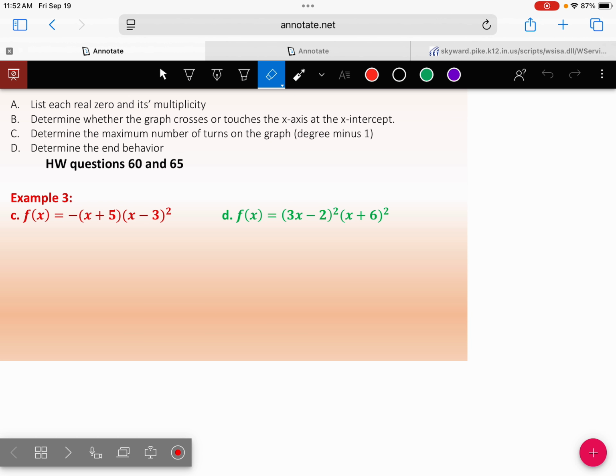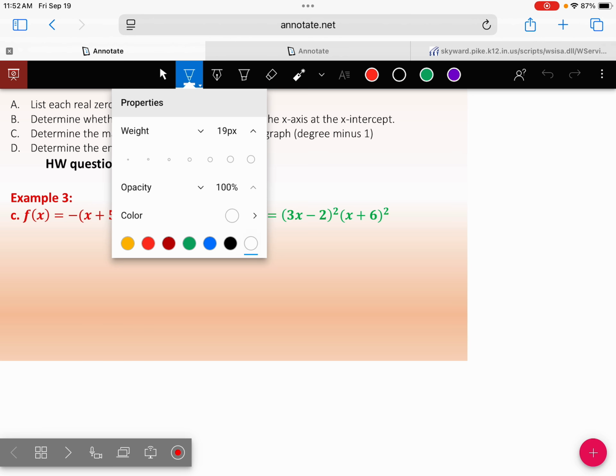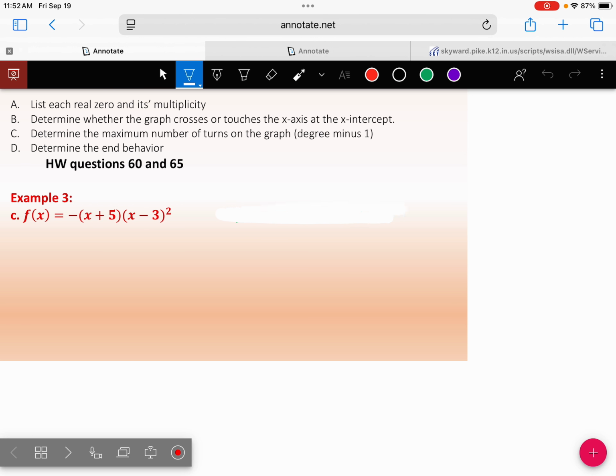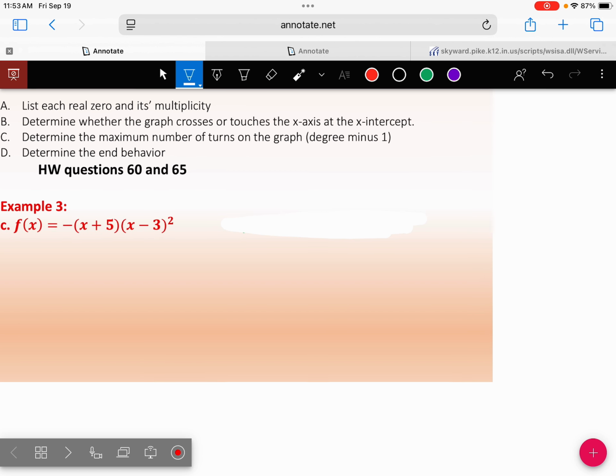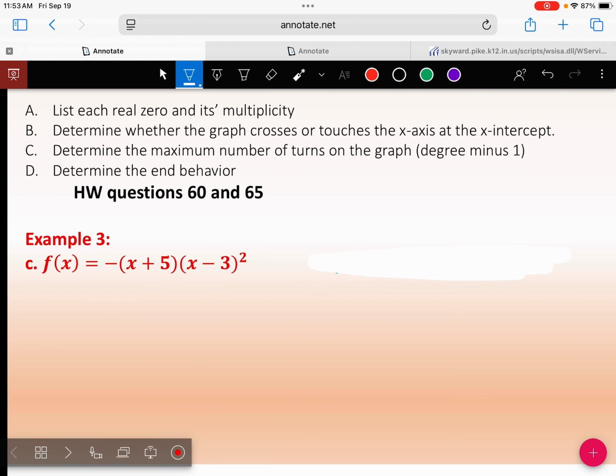And that's C. So go ahead, take a moment and copy down function C. We're gonna answer those questions one more time. So we have f of x equals negative x plus 5. Here, let me zoom in a little bit. Negative x plus 5 times x minus 3 squared.